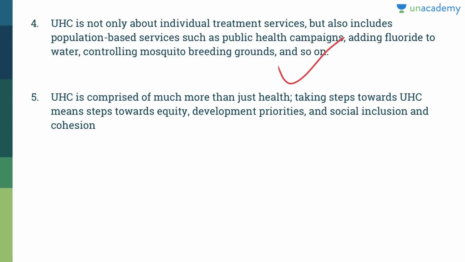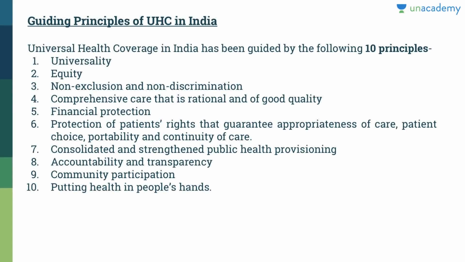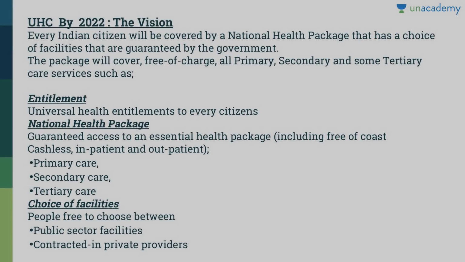Fifth point is universal health coverage is much more than just health. It has to take steps towards UHC, meaning equity, development priority, social inclusion, cohesion. All these aspects are included in universal health coverage. Now, the guiding principles of universal health coverage in India are 10 principles. So try to remember these 10 principles, okay?